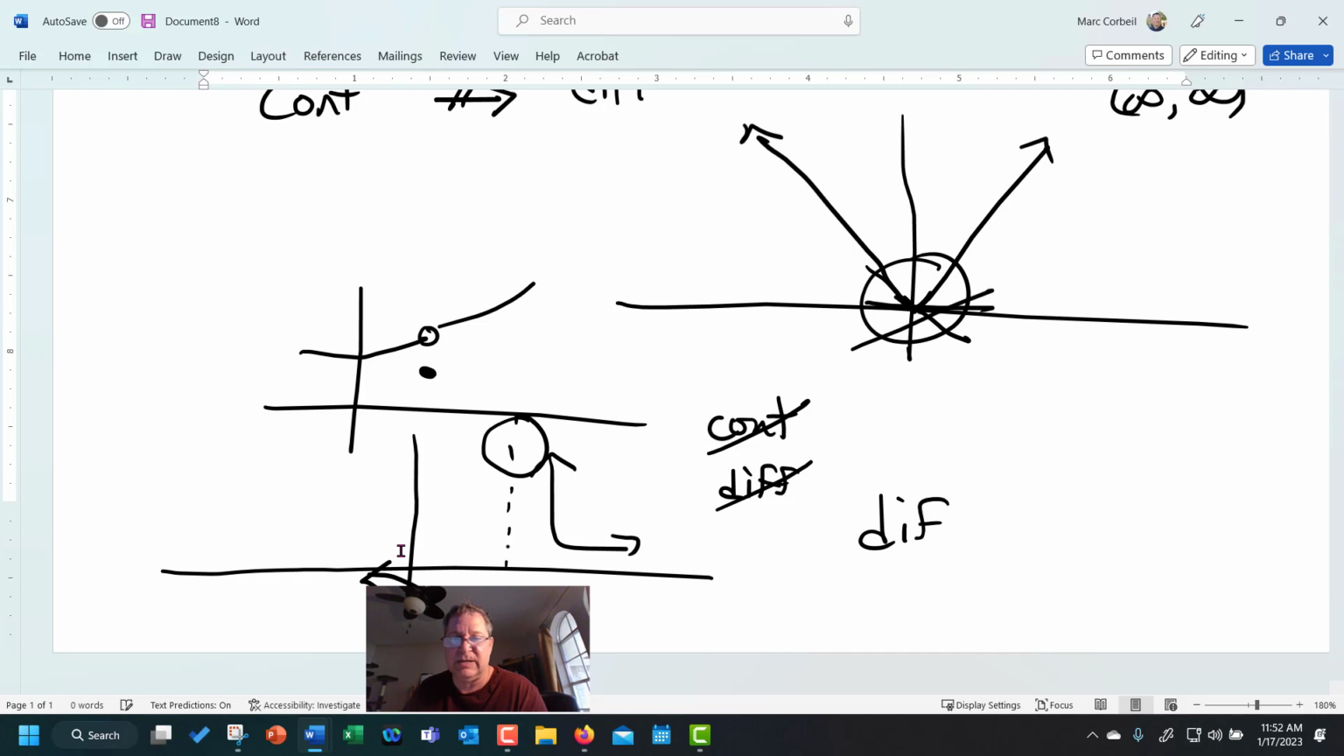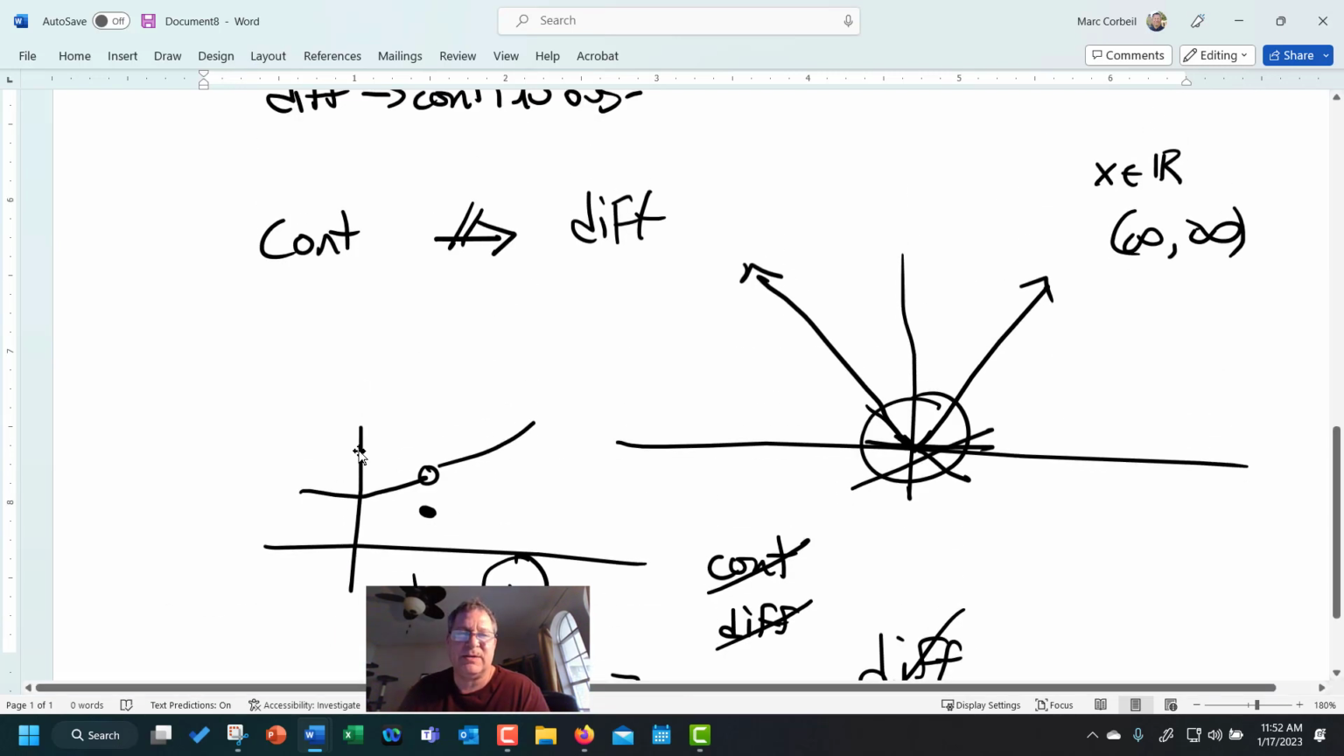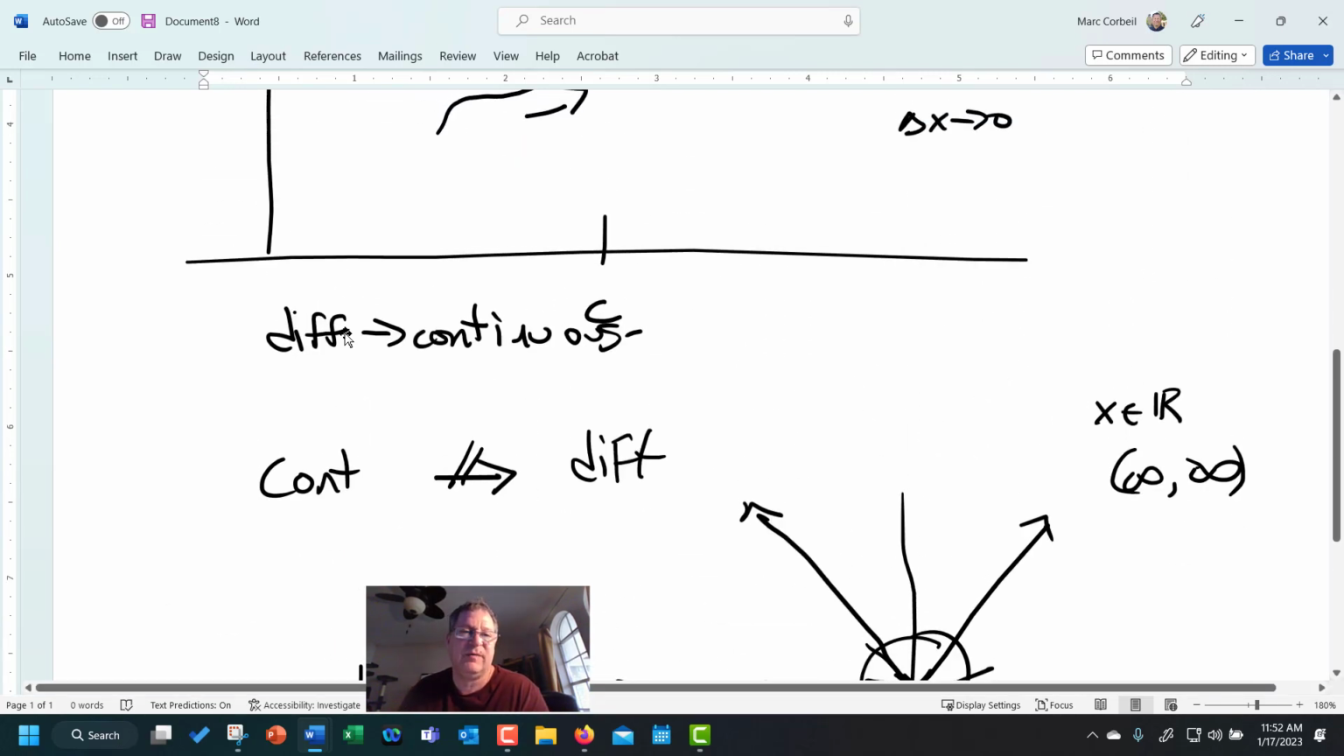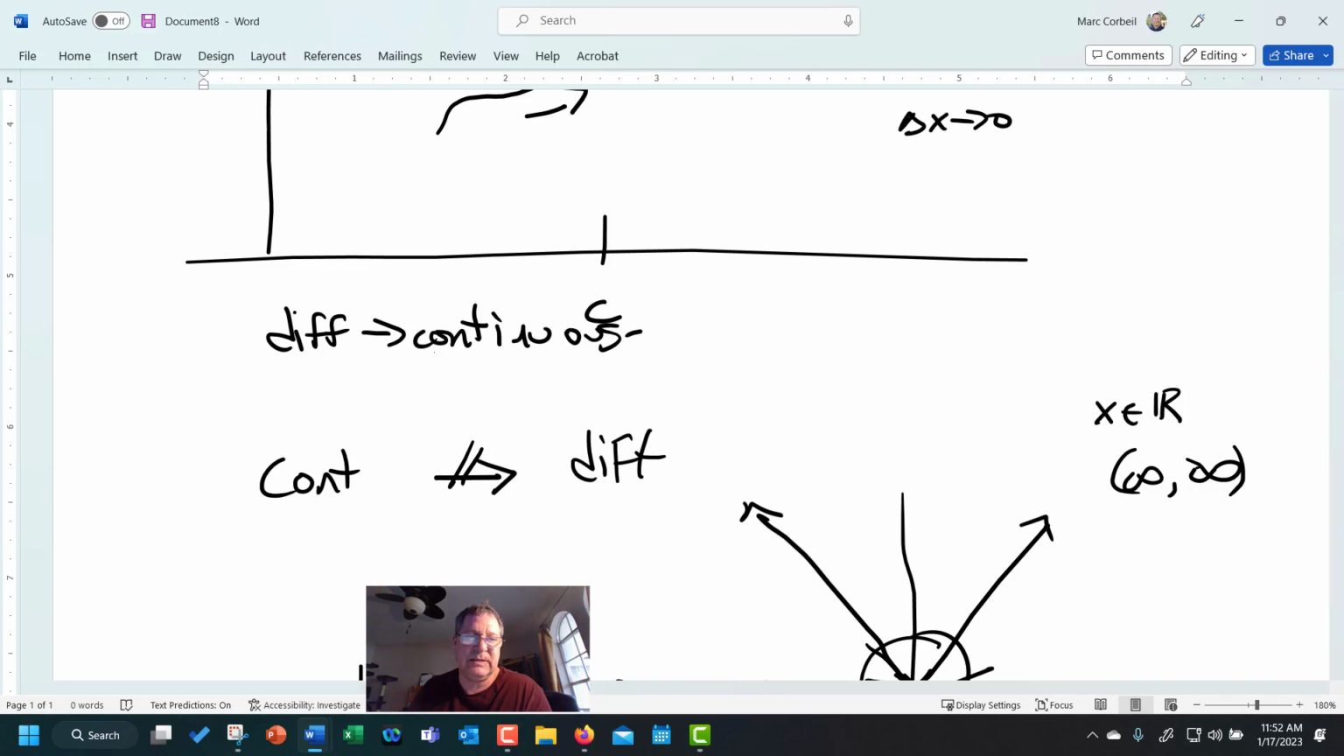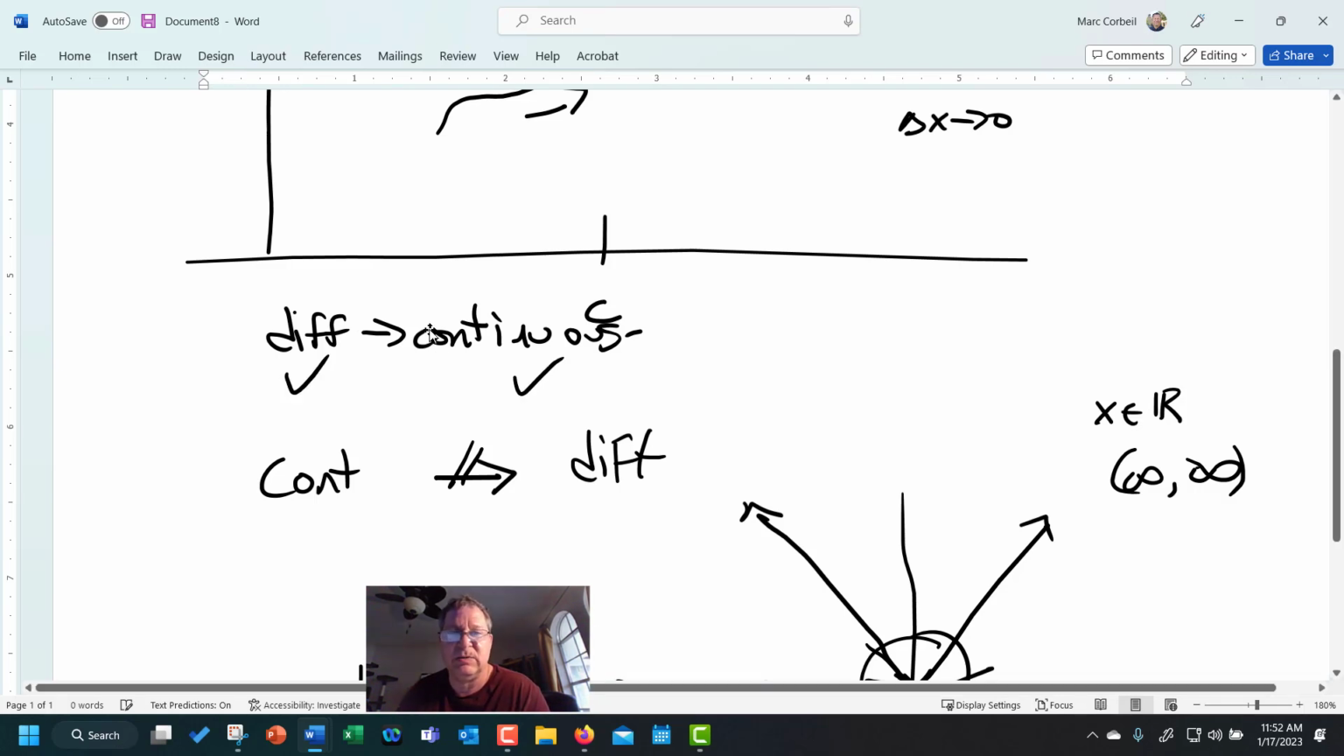So this one is not differentiable, and it is also not continuous. So you need to be careful. The one solid thing is, if you can find a derivative at a point, you can also say it's continuous. And that's one of the things we might do later on.